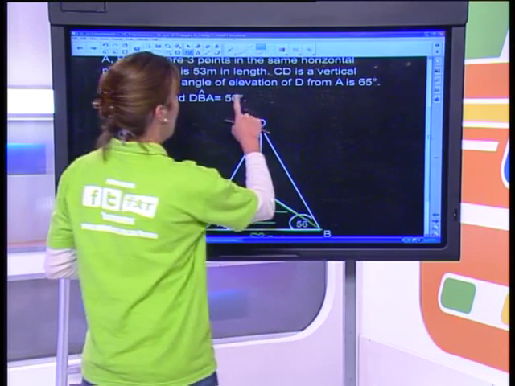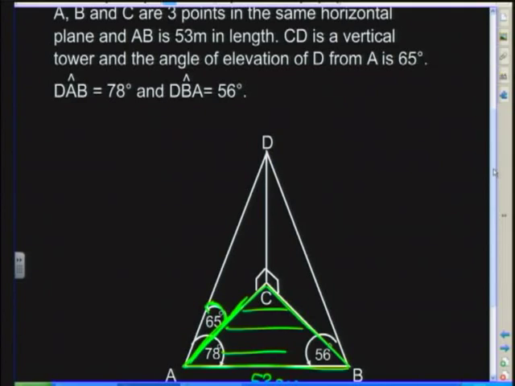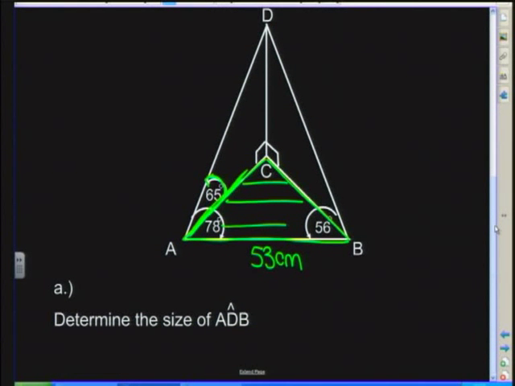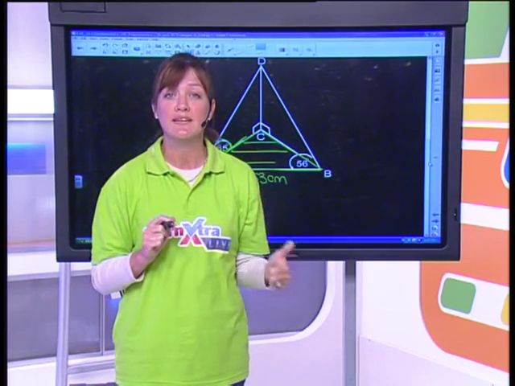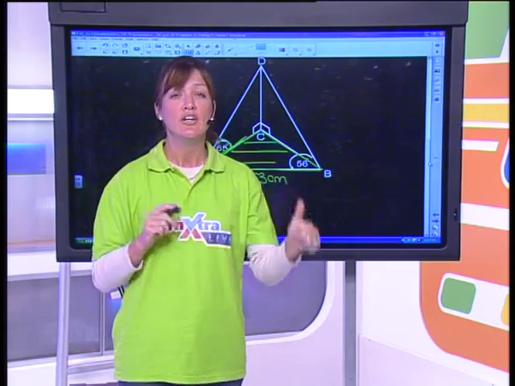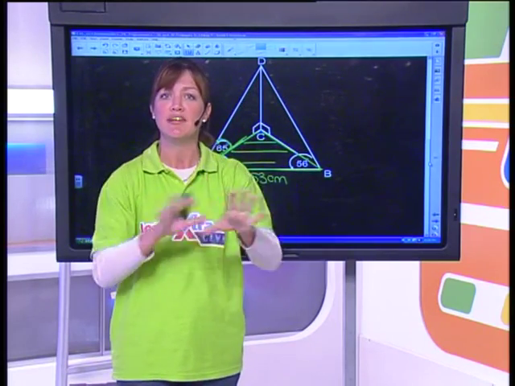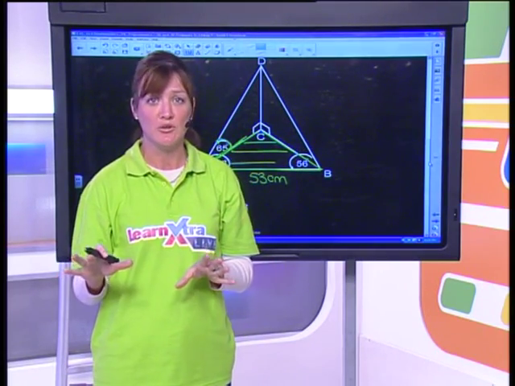Let's see. And then we've got angle DAB, which is 78, and DBA, which is 56, which has actually been filled in on the diagram for us. Right, okay, so step number 1, when you are doing a question like this, you are going to read it very carefully. Don't take for granted anything that's been told in your write-up. You need to read it all carefully and make sure that you know what's going on with your question.